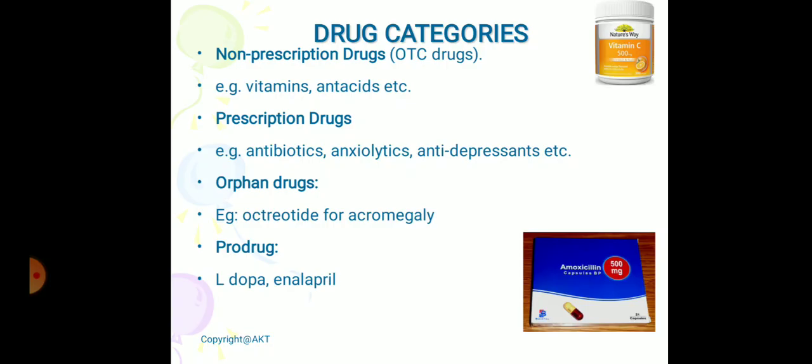Another example is enalapril. It is used for hypertension. So enalaprilat is the active form. So enalaprilat cannot be given as such because it is not absorbed completely. So it is converted to a prodrug which is metabolized in the liver to enalaprilat. So the enalaprilat will be available in the blood in the complete form.